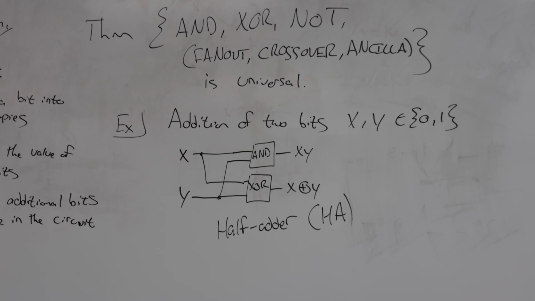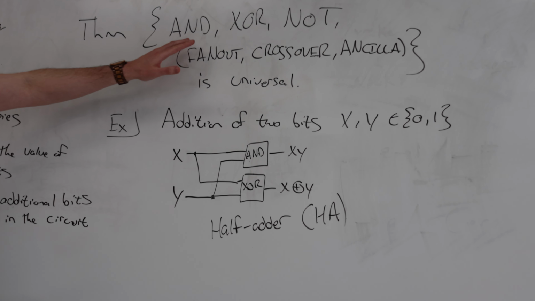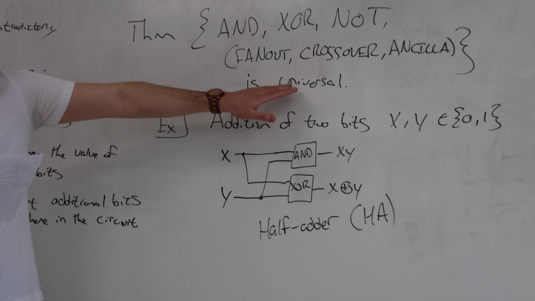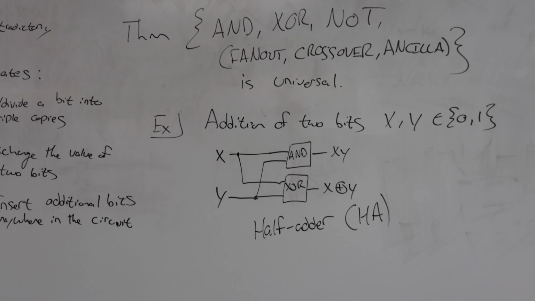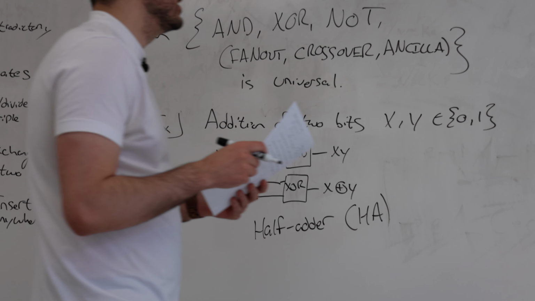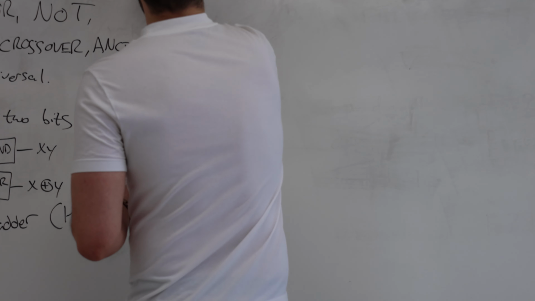Let's think about how we can now use these gates to do any circuit, any function that we want to do. So I want to prove this theorem, that AND, XOR, and NOT, again with the understanding that we can do these three implicit operations, is universal. The way we're going to prove that is by induction. So I'm proving this.